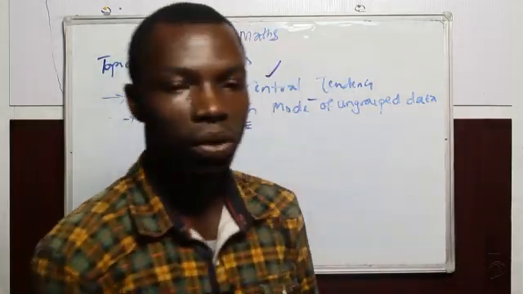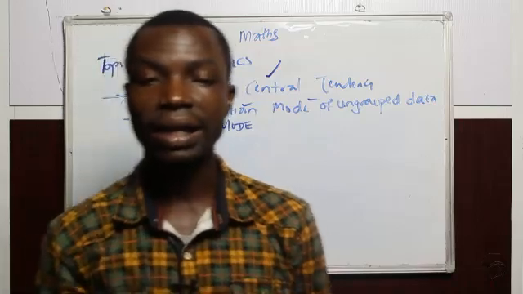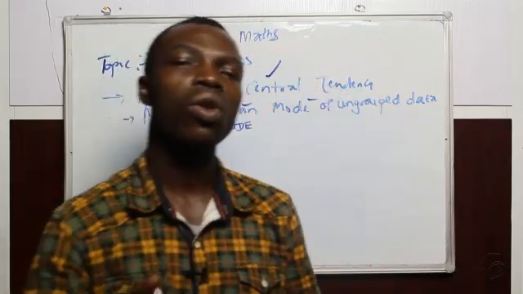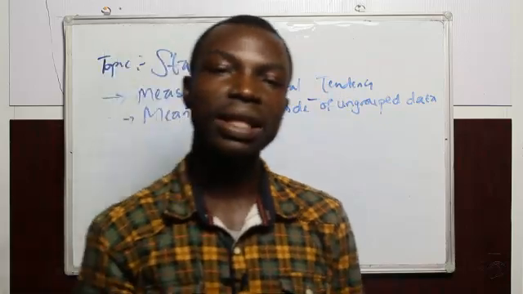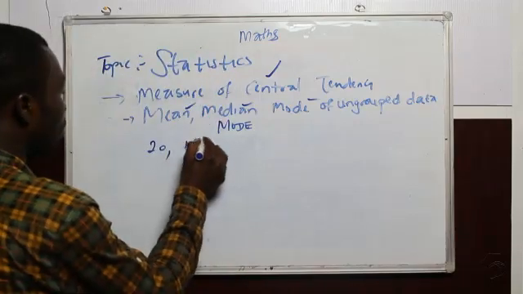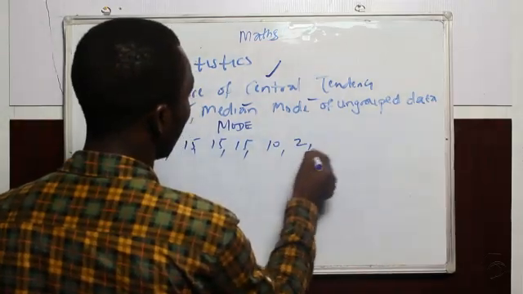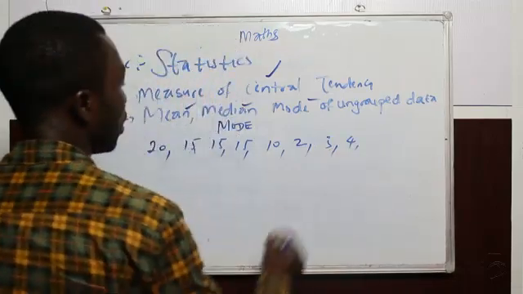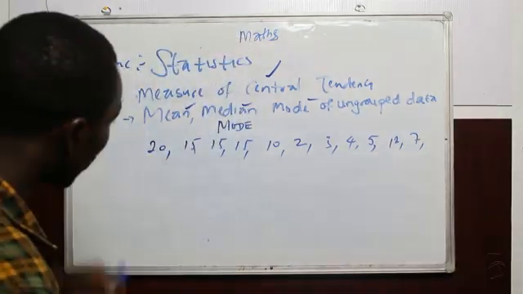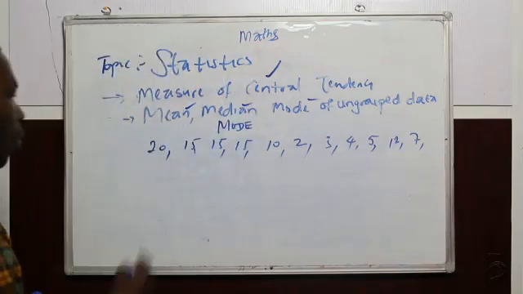Mode. When they say mode, what is frequency? Mode is the number that has the highest frequency. Now, let us give an example of a mode. The results of a mathematics test of some group of students are 20, 15, 15, 15, 10, 2, 3, 4, 5, 12, 7. These are the results of a certain group of students that took a mathematics test. Now, what is their mode?